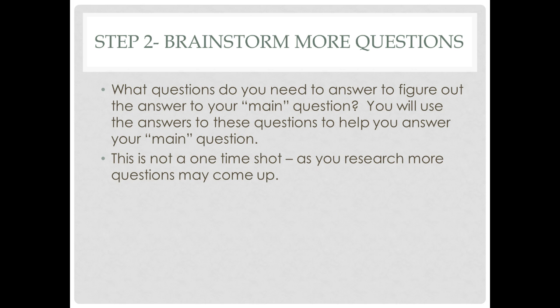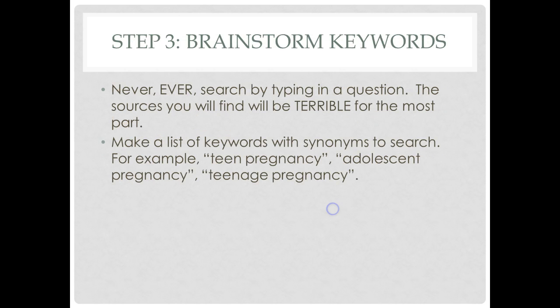So when you figure out what you want to do, you have your main question: what programs are successful in solving teen pregnancy issues? But then there's also questions that you need to answer to get to the point of answering your main question. So it could be like, well, what are the statistics on teen pregnancy? Why do teens get pregnant in the first place? And so this is always developing. More questions are coming up as you're doing your research. So this is an ongoing process.